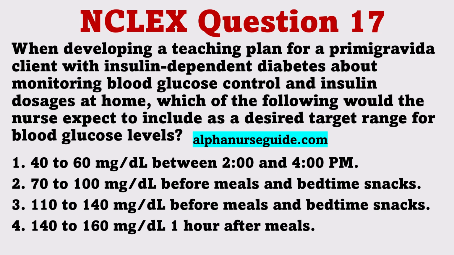The correct answer is 2. The goal is to maintain blood plasma glucose levels at 70 to 100 milligrams per deciliter before meals and bedtime snacks. Below 60 milligrams per deciliter indicates hypoglycemia. A range of 110 to 140 milligrams per deciliter suggests hyperglycemia. The target range 1 hour after meals is 100 to 120 milligrams per deciliter.